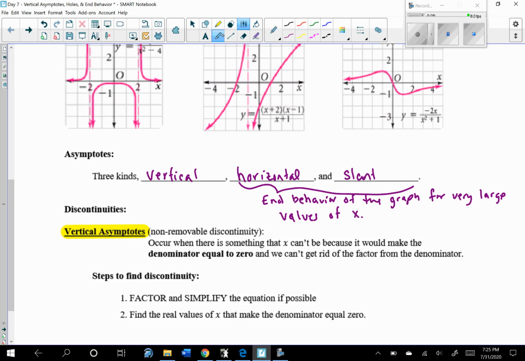So vertical asymptotes are also called non-removable discontinuities because, again, we can never divide by zero. And if you have a vertical asymptote, it's what happens when you get zero in the denominator. So these occur when there is something that x cannot be because it would make the denominator equal to zero, and we can't get rid of the factor from the denominator. So steps to find the discontinuity: factor and simplify, and then find the real values of x that make the denominator equal to zero.